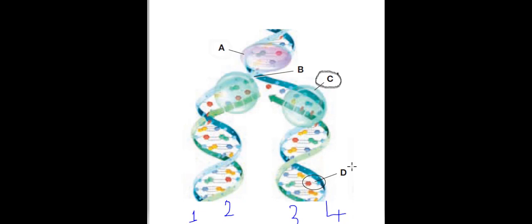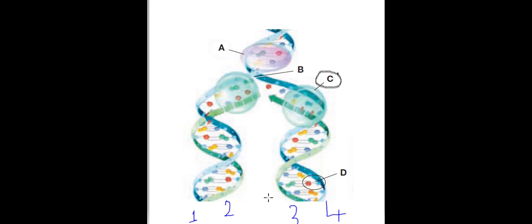How many strands are formed? Four strands are formed as the result of DNA replication. Strand number one, strand number two, strand number three, strand number four. So two molecules of DNA, each of which contains two strands, old and new.